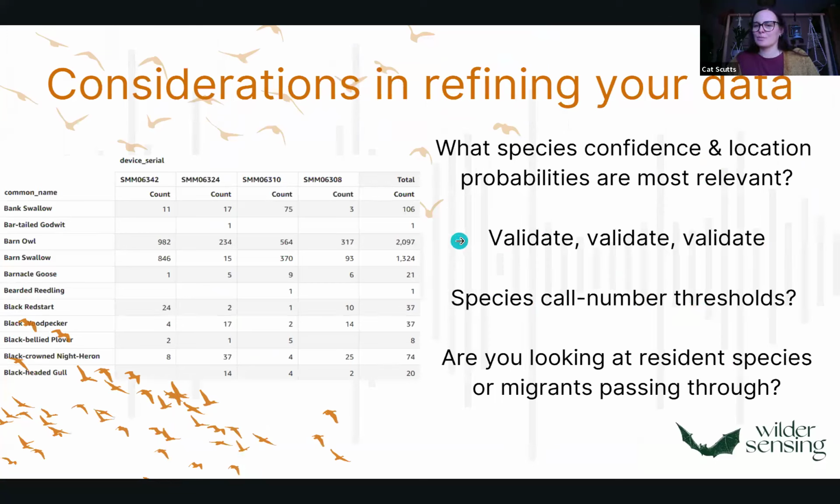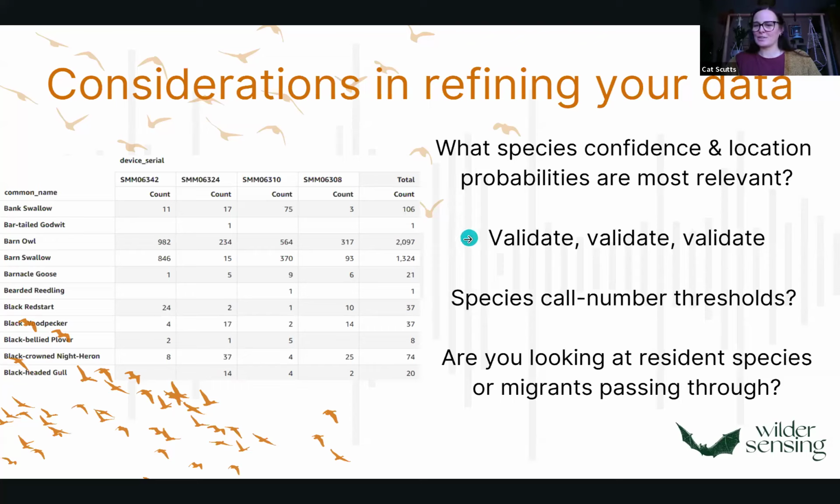There are things to consider before we use that data that we've explored to tell stories or to do our reporting. We need to think about what species confidence and what location probability is most relevant for the information and story that you're trying to tell. What's most relevant for the species that you're looking at if you have a target species. Obviously, that'll be different for a tawny owl to perhaps a Cetti's warbler.